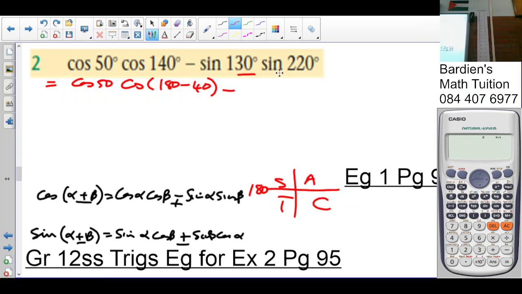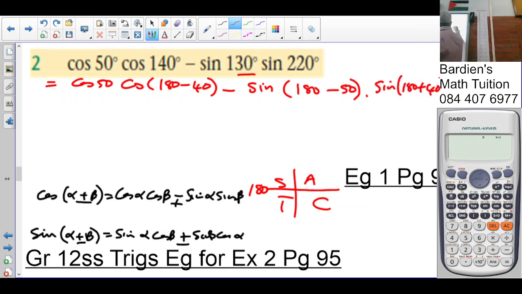130 degrees in which quadrant? Second quadrant. How are we getting the second quadrant? 180 minus 50 degrees, times sine of 220. Which quadrant is that in? Third quadrant. So it's going to become sine of 180 plus 40 degrees. Okay, so any confusion? No. Okay.